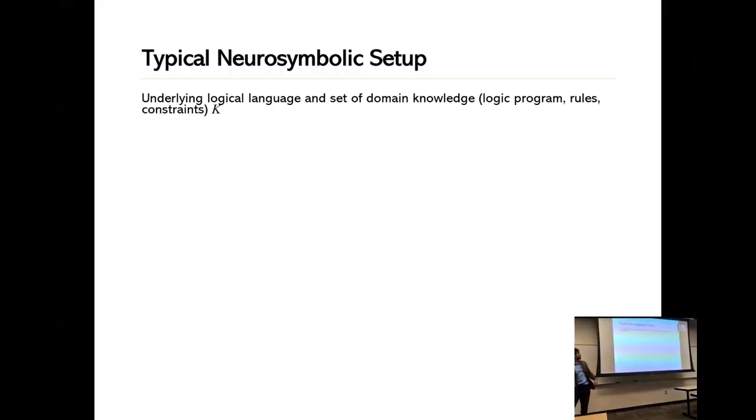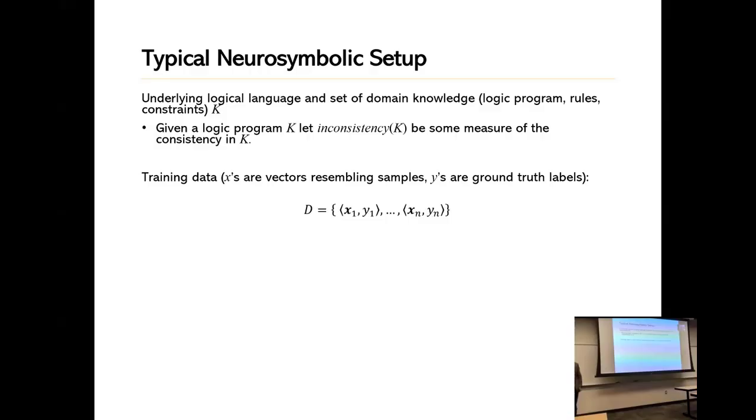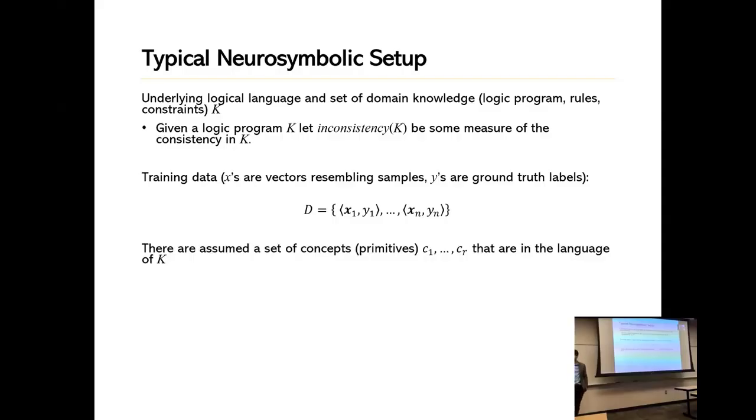So let's just review a quick setup, and I'm going to use this setup in this lecture. You'll see it's very similar to a bunch of the previous lectures. We have some logical knowledge base, K, and we say that we have some function that is a measure of the inconsistency in the knowledge base. And then we have training data, X is our vectors, Y is our ground truth labels, and D is our data set of the XY pairs, that's the training data. And we have a set of primitives or concepts, P1 through Pk, and they are in the language of K.